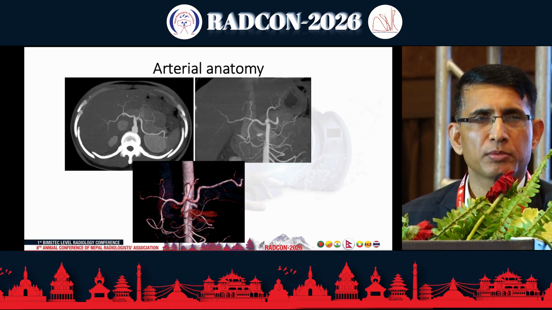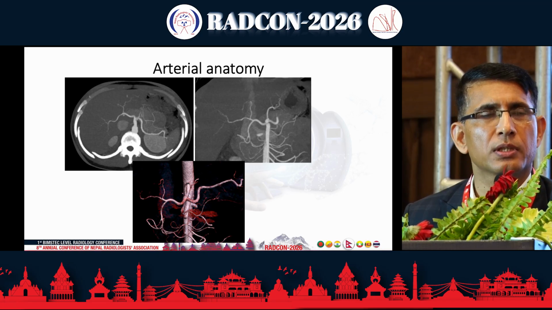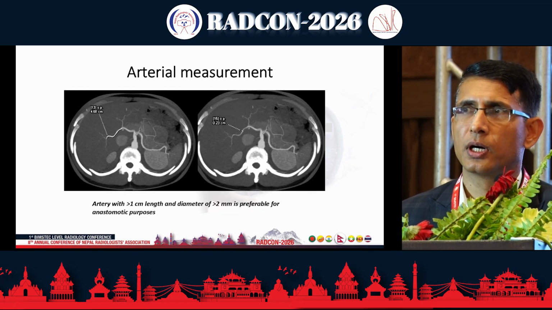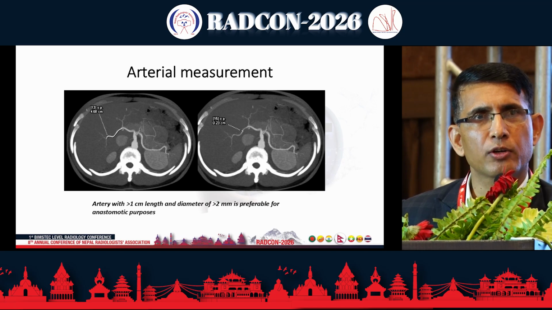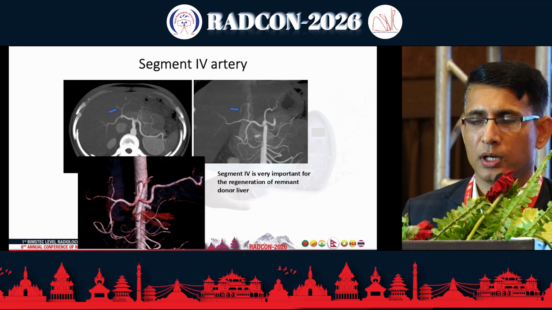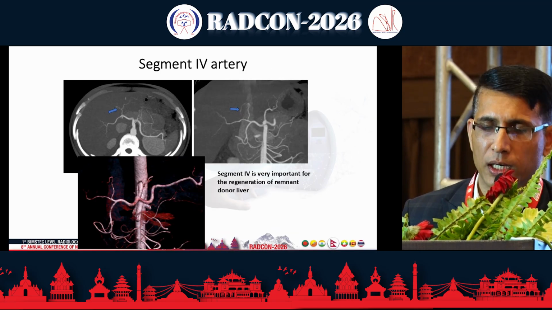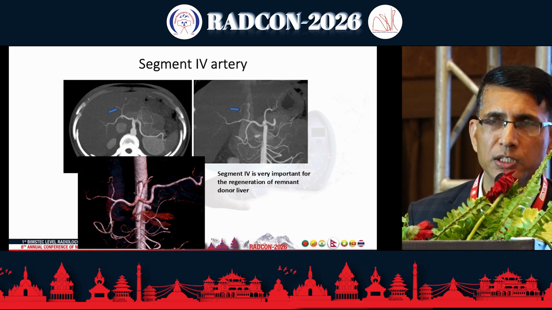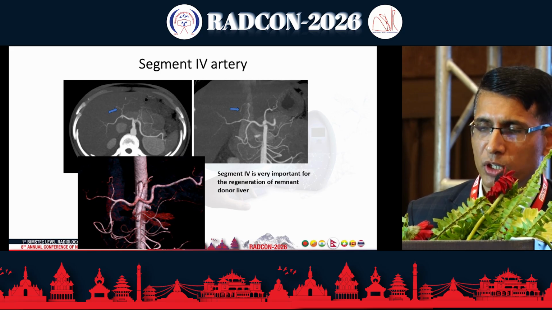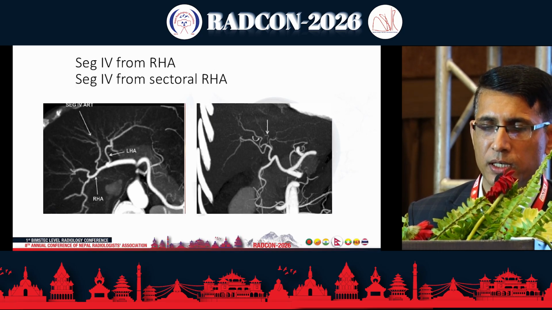So identification of the segment 4 artery is very important, because this artery significantly contributes to the regeneration of the remnant liver. So segment 4 arteries should be identified. Usually it arises from the left hepatic artery, but sometimes it can arise from the right hepatic artery, as in this case, and we have to divide the hepatic artery just after its origin.